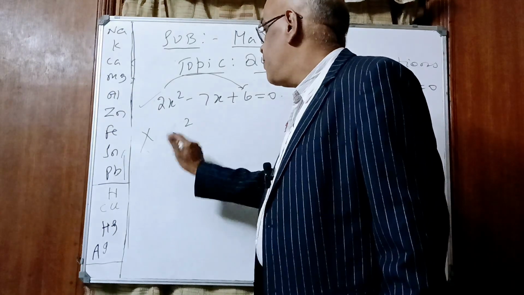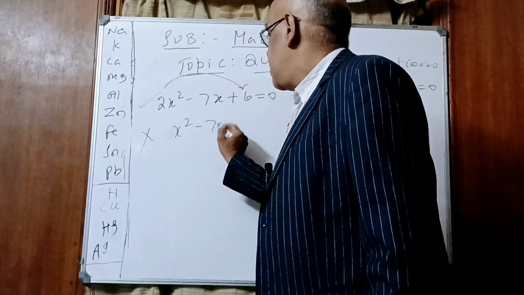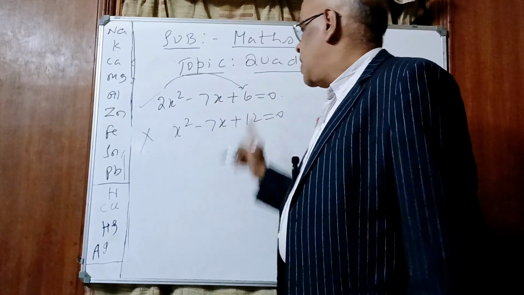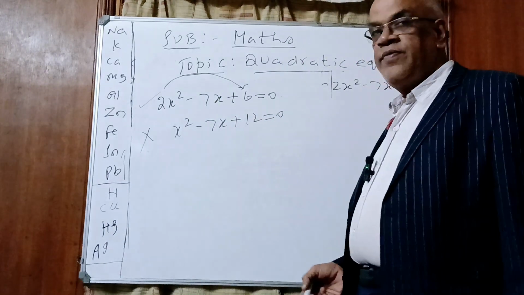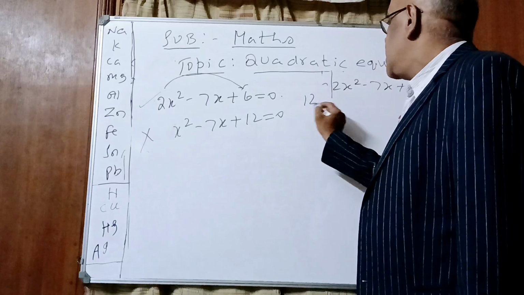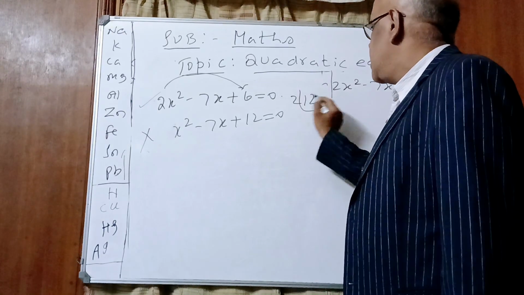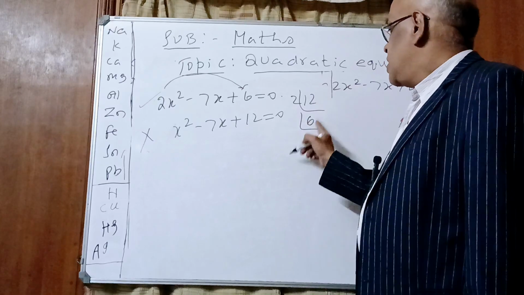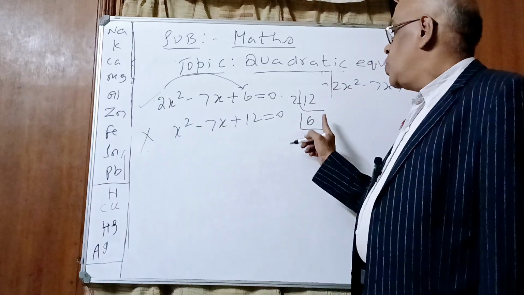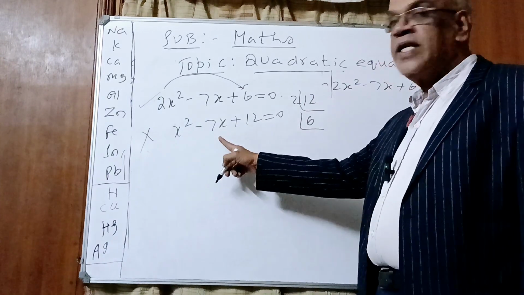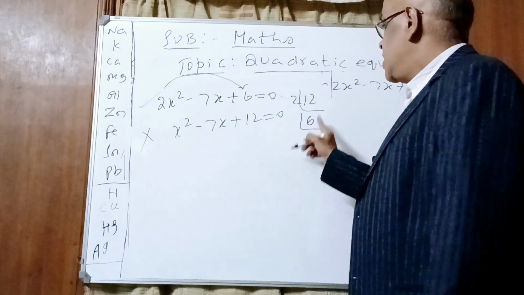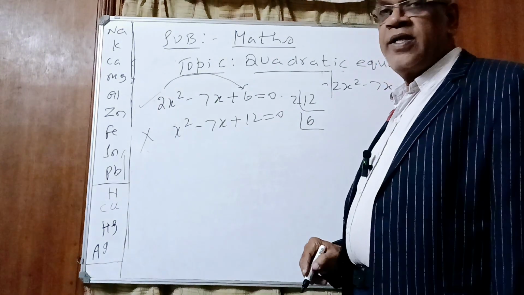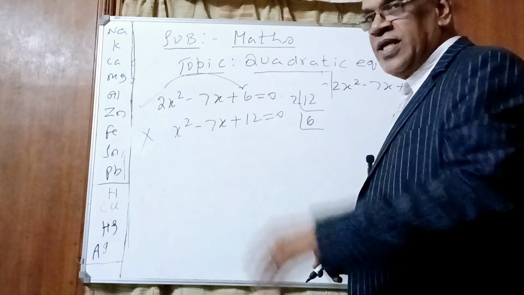x square, what will happen to that? Minus 7x, 6 2s are, 2 6s are 12. What are the factors, children? Very easy. I know the answer. I will not tell you. See, 2 6s are 12, 6 2s are 12. 6 minus 2, 4. But this is the greater number, so you have to add. 6 plus 2, 8. But we require 7. Minus 7, that side we will adjust later.